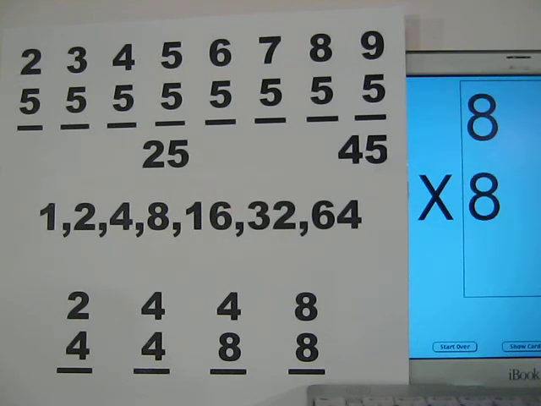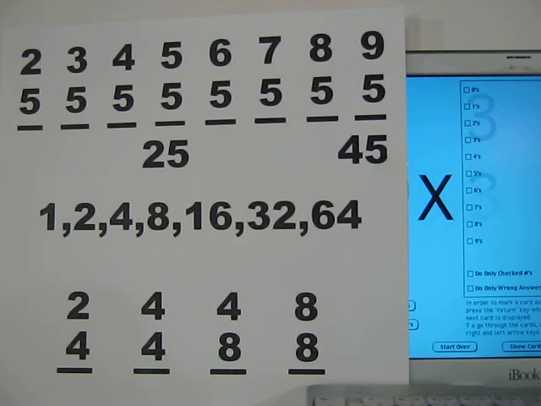8 times 8 is 64. 2 times 2 is 4. 5 times 4 is 20. 8 times 3, same as 6 times 4. 8 times 3 is 24. 5 times 3 is 15. 1 times 1 is 1. 5 times 5 is 25. 9 times 2 is 18. 3 times 3 is 9.